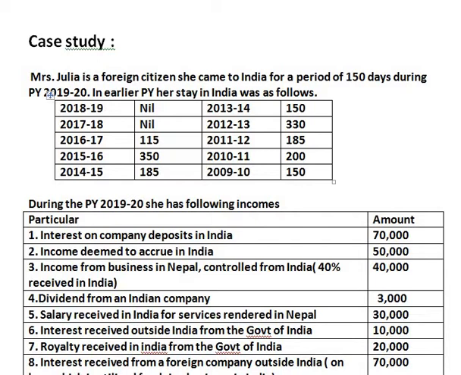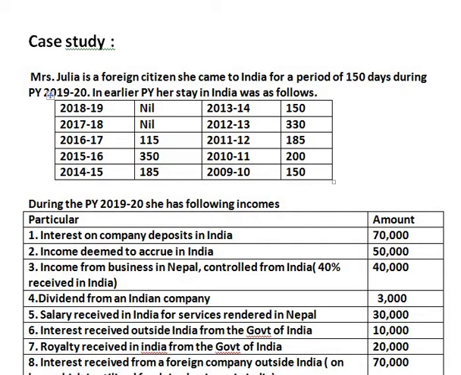Today we are going to solve one last sum on residential status and incidence of tax. In today's class, we are going to solve a case study wherein you will find the residential status of an individual as well as the gross total income of the same. Let me read the case study.